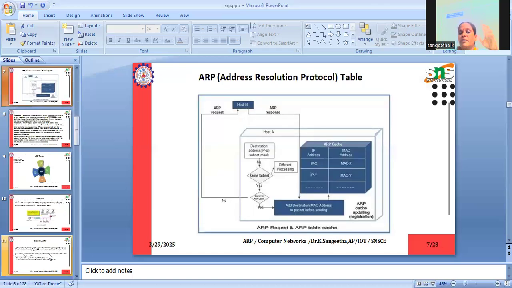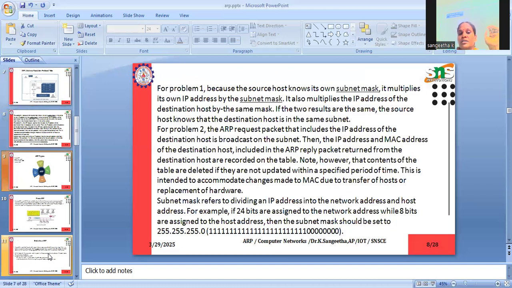So the ARP table works like this: it has a cache memory where the IP address and the corresponding MAC address are stored. Whenever a request is received, it sends a broadcast message to the nodes. It checks with that database, and if it is matched, it immediately responds with an ARP reply. If not, the message will be discarded. Likewise, the routing table and ARP table will be used. So next.